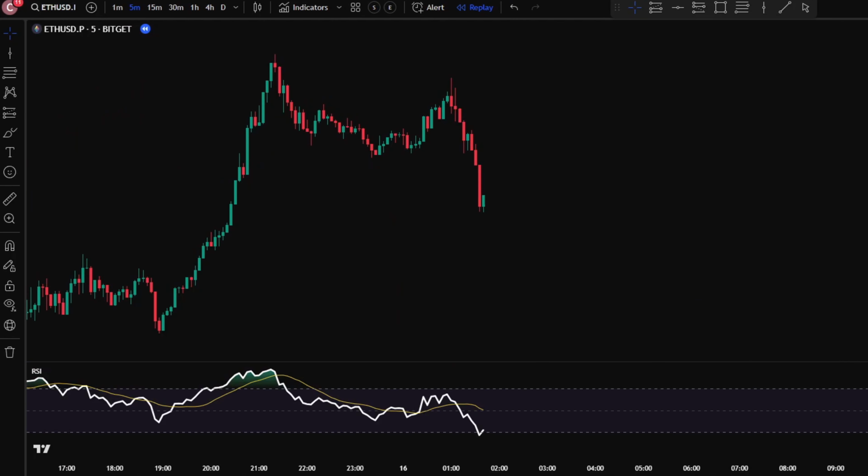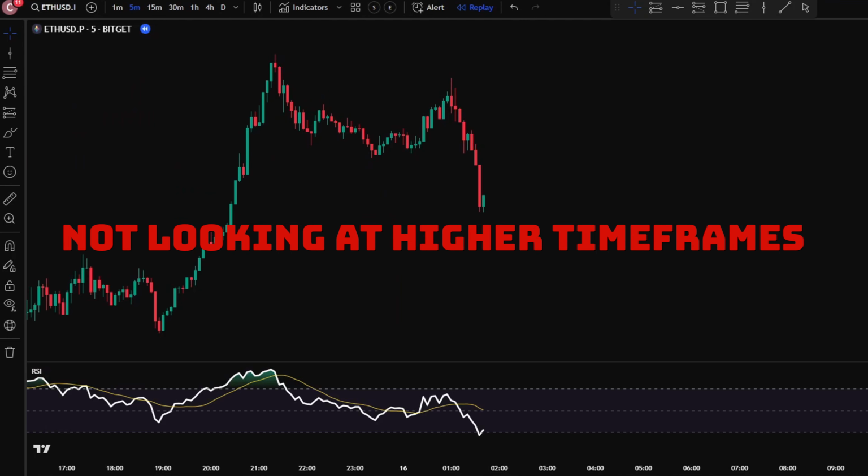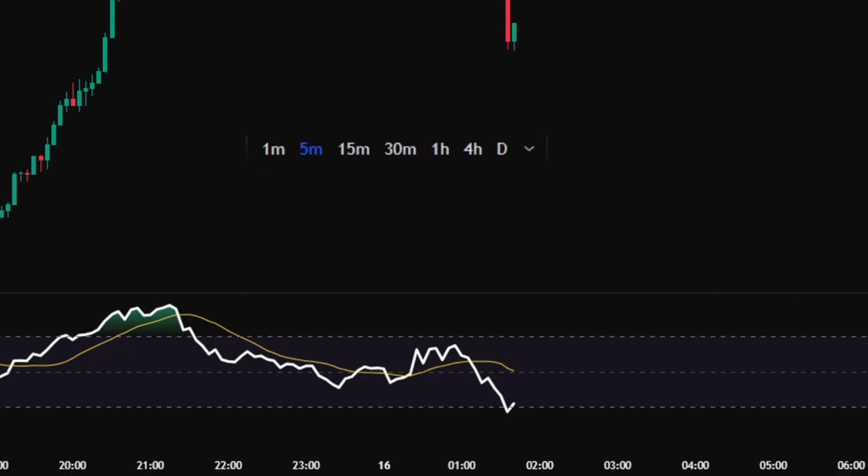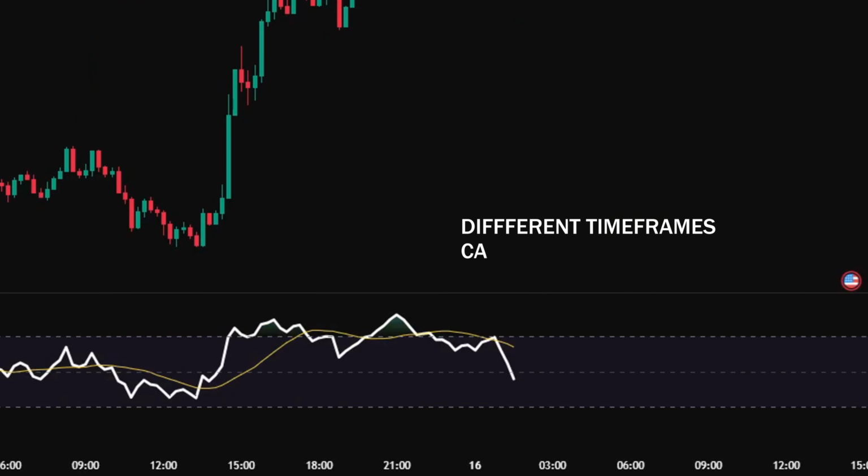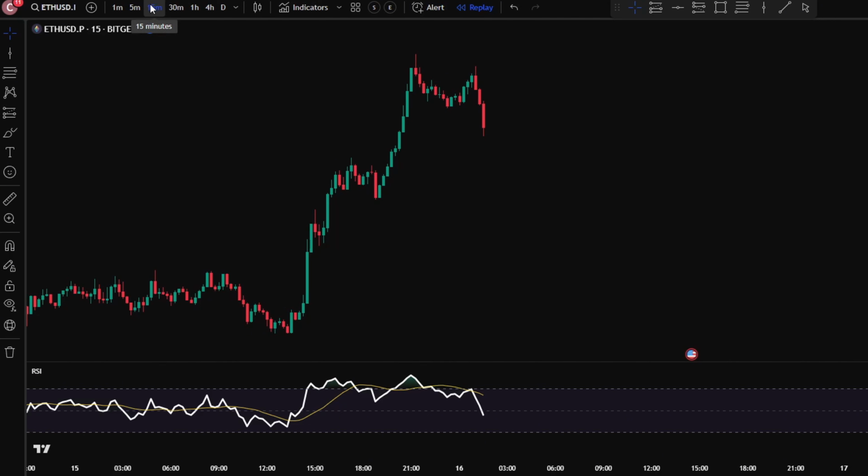The third big mistake is not looking at higher time frames. Just because the RSI is oversold on the 5-minute chart, it doesn't mean that it's also oversold on the 15-minute chart. Different time frames can show different trends and conditions. So focusing only on one time frame can give a misleading signal. By considering the higher time frame, you can get a clearer view of the overall market trend and avoid potential false signals. Here I'll show you what you should do better.